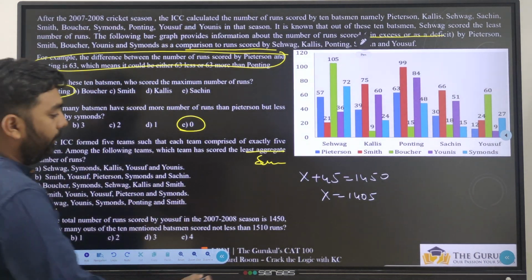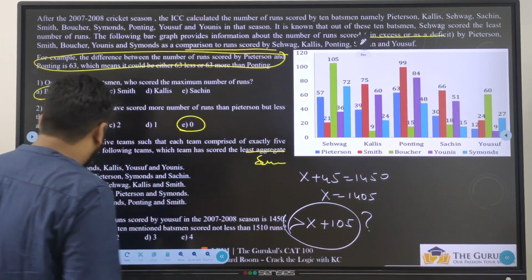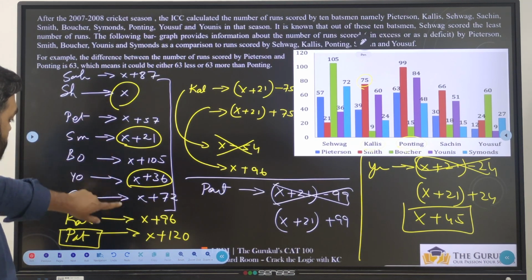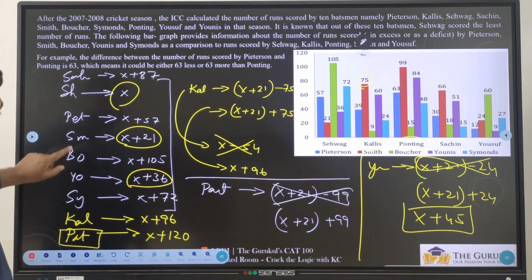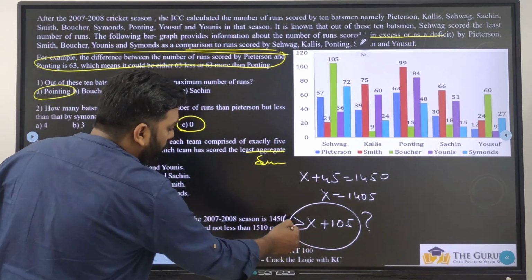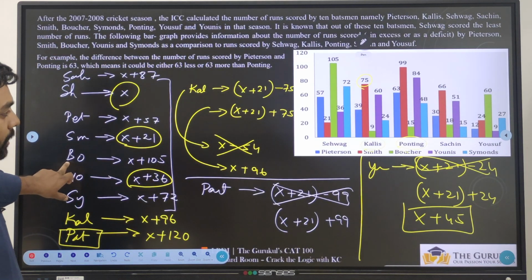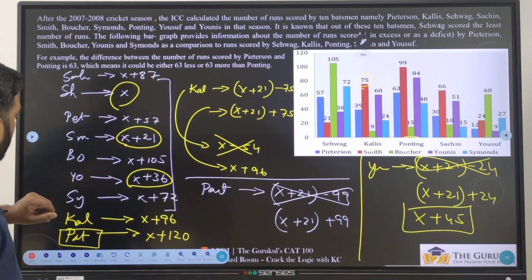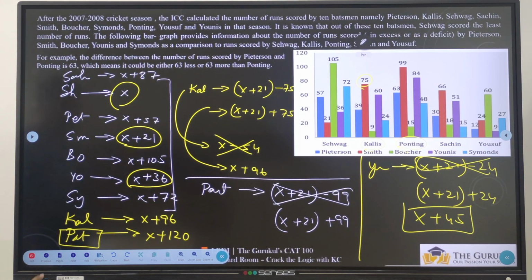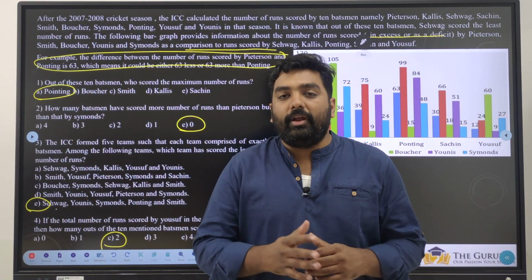How many got more than x plus 105? Let us go back and verify. More than 105 is for this Ponting and Boucher. So 2 people managed to score not less than 1510. This is not more, this is more than or equal to x plus 105. They should not get less than 1510 runs. So Boucher got exactly 1510 runs and Ponting got more than 1510 runs. So 2 people. Clear? Perfect. So we'll end the video over here.